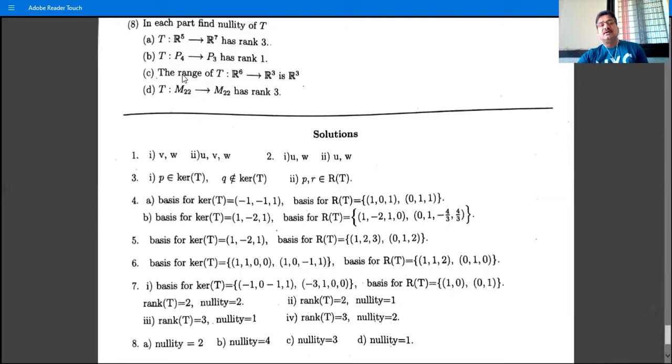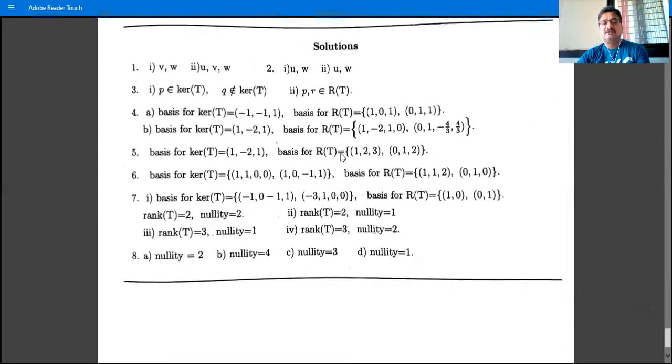That is, the dimension of the range of T is 3, which means rank of T is 3. We are given rank of T indirectly, because the range of T is R raised to 3. And we have to find the nullity of T. So rank of T plus nullity of T is equal to the dimension of R raised to 6, that is the domain, and R raised to 6 has dimension 6. So nullity of T is 6 minus 3, that is 3. That is the answer.